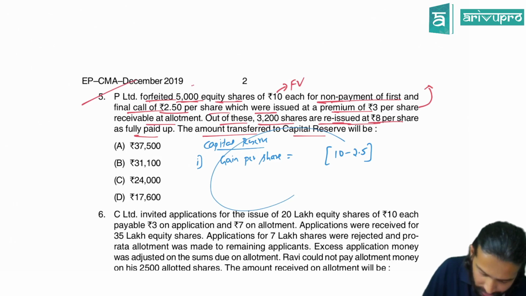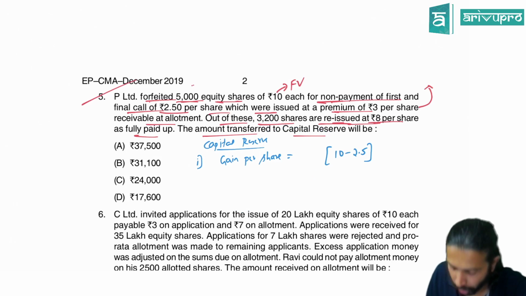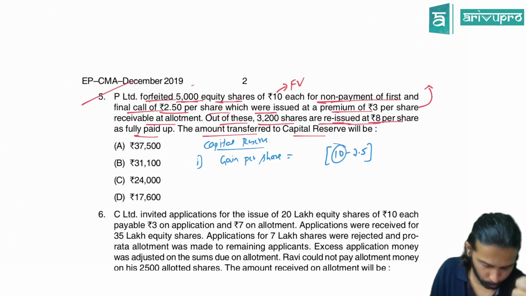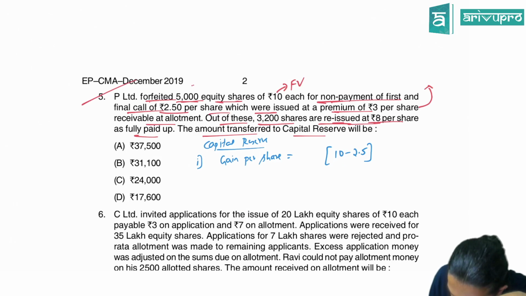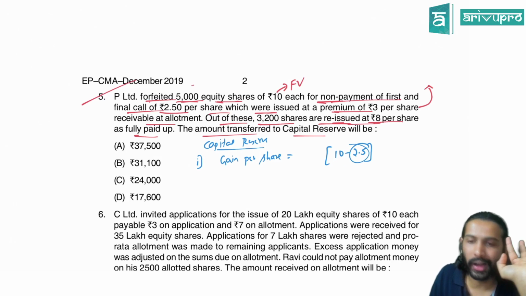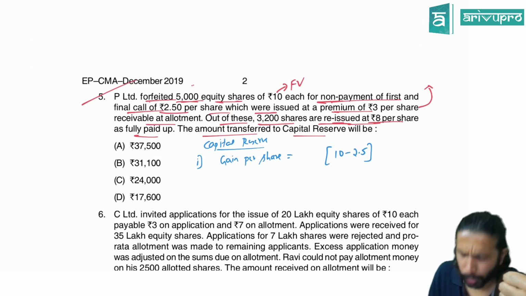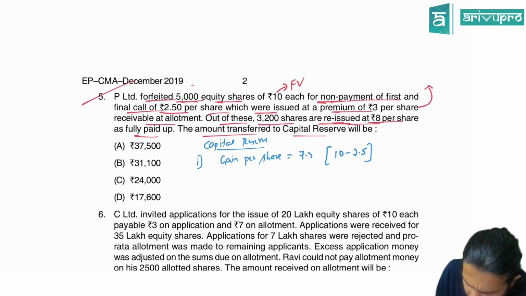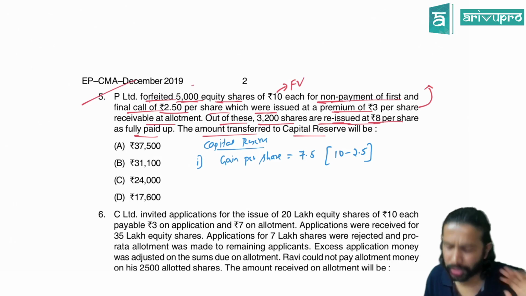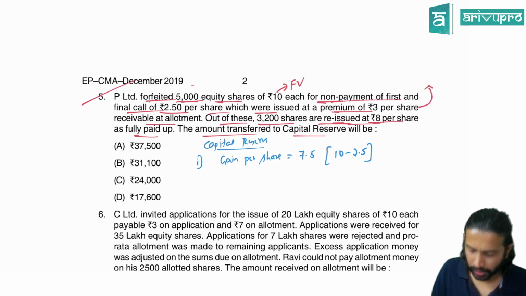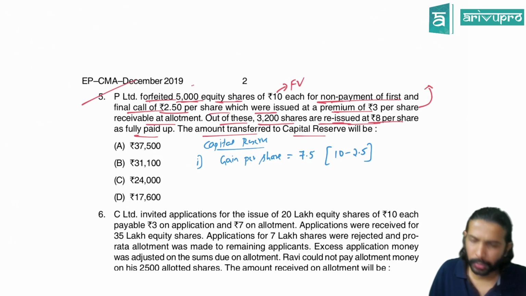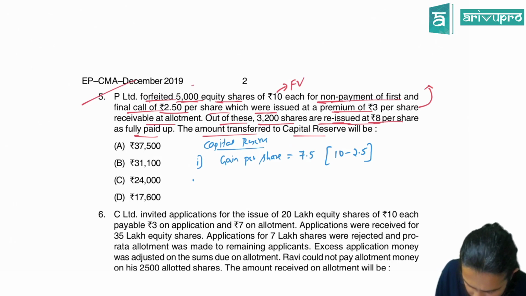So whenever you're doing this method, don't worry about premium. Always take the face value. Face value of the share is 10 rupees. Why did we forfeit? Because the guy did not pay 2.5 rupees. Out of 10 rupees, if he has not paid 2.5, it means 7.5 rupees per share he has paid. That becomes gain for the company. Whatever money the shareholder has paid, the company is not going to refund. So it becomes gain per share. Yes, this is the first step.